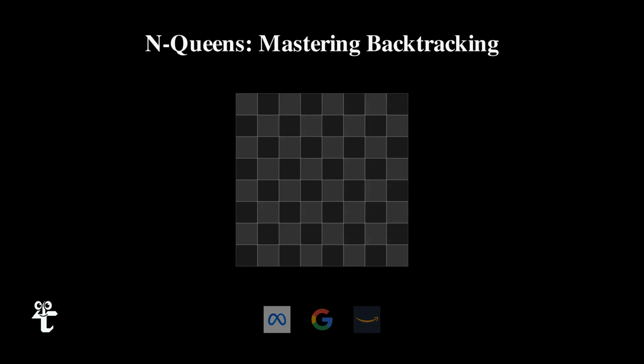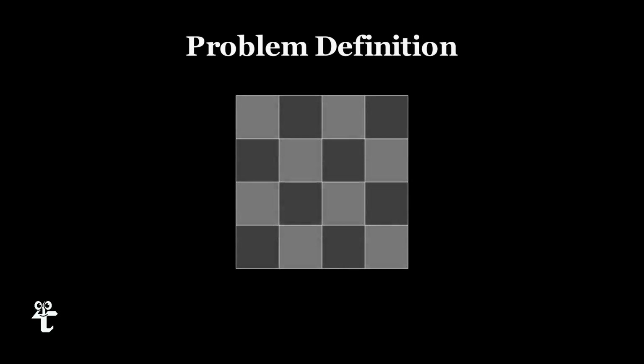We must place n queens on an n by n chessboard so that no two queens attack each other. Queens can attack horizontally, vertically, and diagonally. We need to find all valid board configurations.